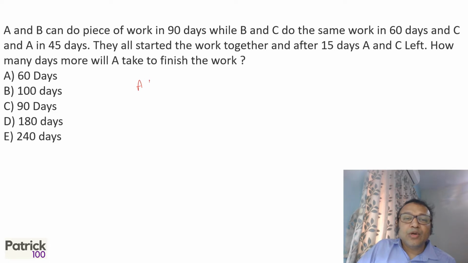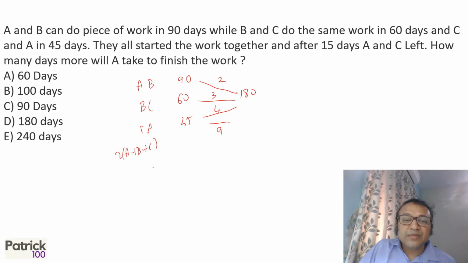Same, A and B can do it in 90 days, B and C in 60 days, and C and A in 45 days. So again we do LCM. The LCM will be 180. So A and B will do 2 units of work, B and C 3, and C and A 4. So total 9 is twice A plus B plus C. It means A plus B plus C can do 4.5 units of work. So we know that A plus B plus C work for 15 days together. You can just keep A plus B plus C as 4.5.